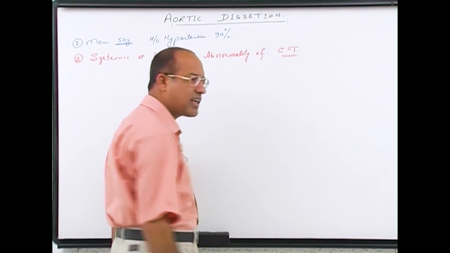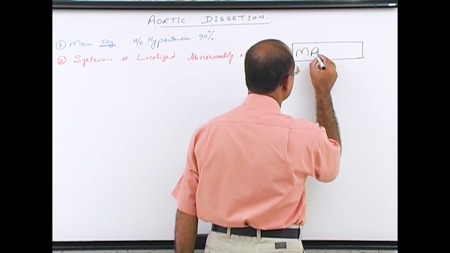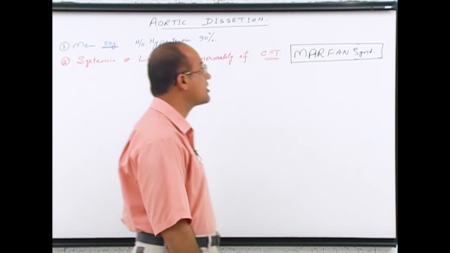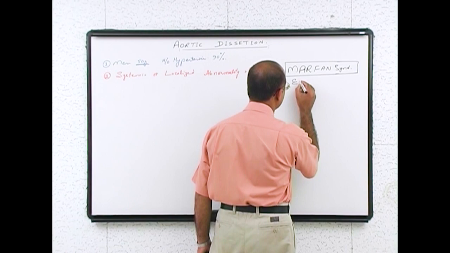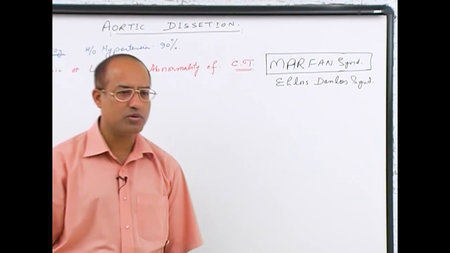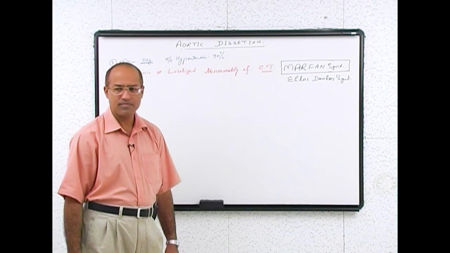The classical example which is presented is Marfan syndrome. Then there are other conditions with connective tissue disorders, like Ehlers-Danlos syndrome. Now, what really goes wrong in Marfan syndrome? We'll have a full lecture on Marfan syndrome just after aortic dissection. But what is Marfan syndrome? Do you have any idea? We'll go into detail later.